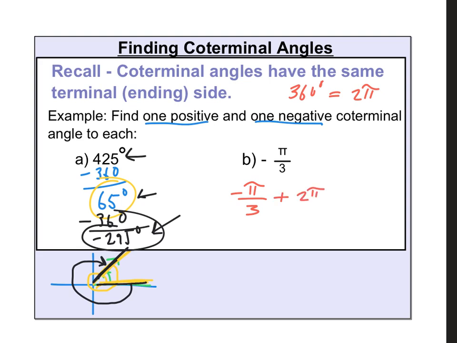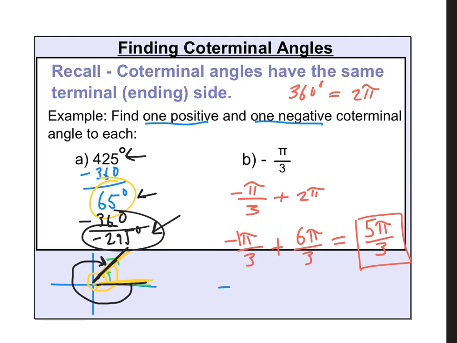You do need to get a common denominator because you're adding a fraction to a whole number. So 2 pi is really the same as 6 pi over 3, since 6 over 3 is equal to 2. Now I've got the common denominator. If I have negative 1 pi and add 6 pi, that is 5 pi. Keep the denominator the same. There's one answer.